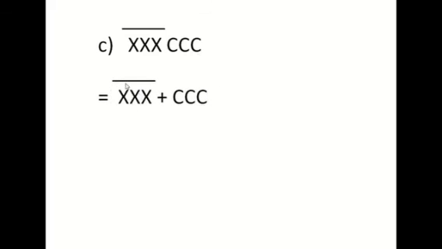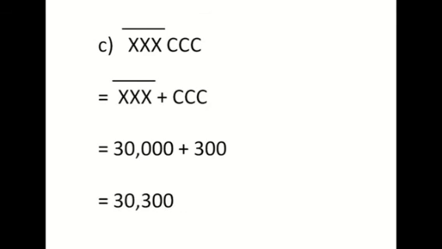Write it XXX with the bar on top plus CCC. Now fill the values. So XXX with the bar means 30,000 plus 100 plus 100 plus 100. CCC. Have you written like this? So it is 30,300.